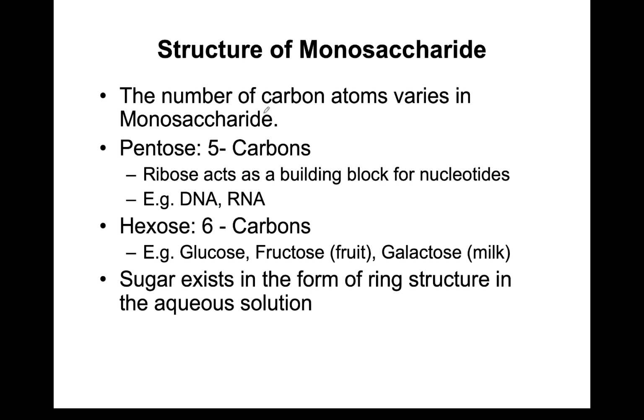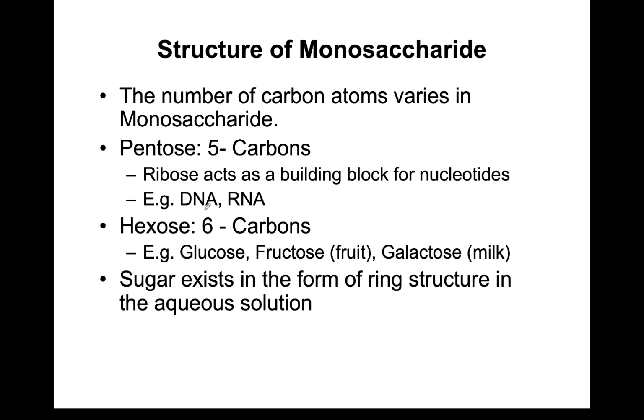So, the structure of a monosaccharide first. The number of carbon atoms varies in monosaccharides. Some monosaccharides hold 5 carbons in their structure, and some hold 6 carbons. When a monosaccharide has 5 carbons, it is called pentose. So a pentose sugar molecule carries 5 carbons.